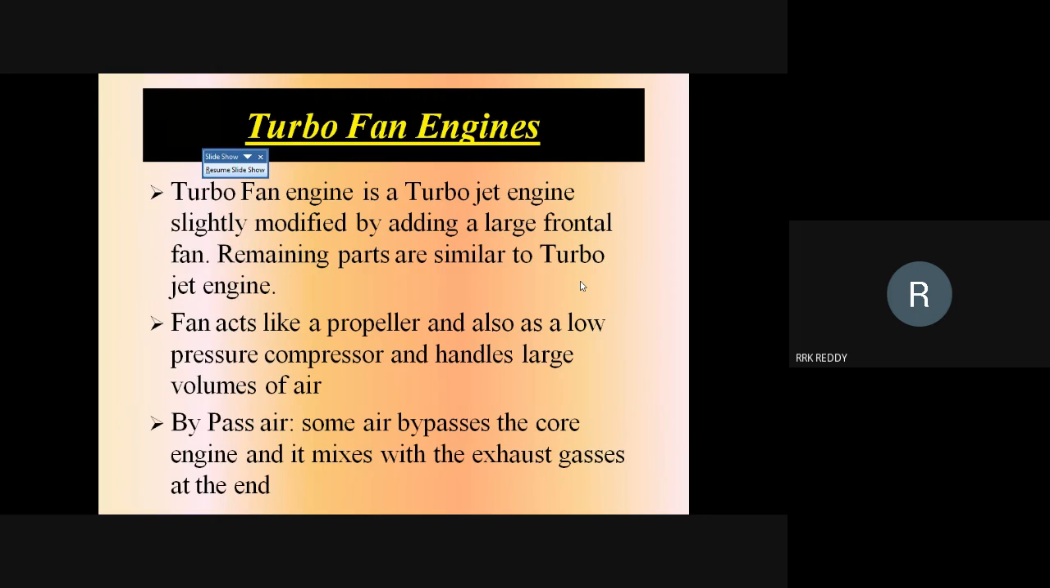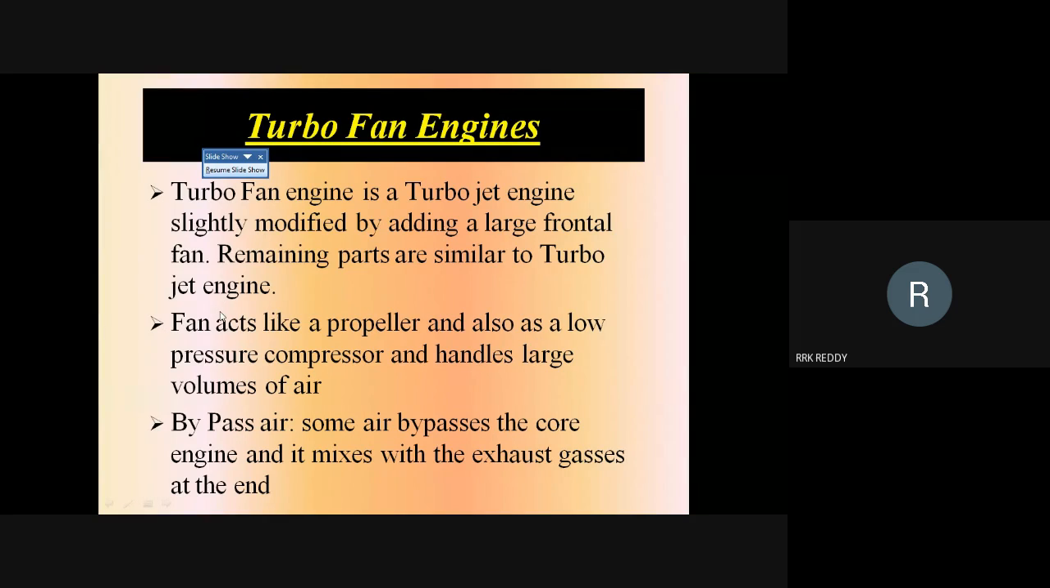And next is the turbofan engine. The second type of engine is the turbofan engine. So the turbofan engine is nothing but a slight modification of the turbojet engine. It's a turbojet engine only, slightly modified by adding a large frontal fan. The remaining parts are similar to the turbojet engine. So the remaining diffuser, compressor, combustor, gas turbine, nozzle, etc. remain here even in the turbofan engine. In addition to those parts, an extra large frontal fan is attached to the turbojet engine. So that is a turbofan engine.